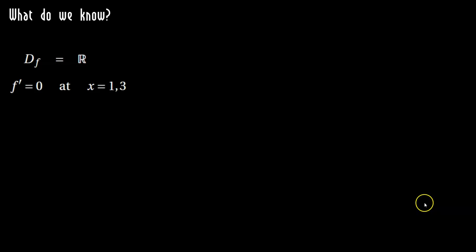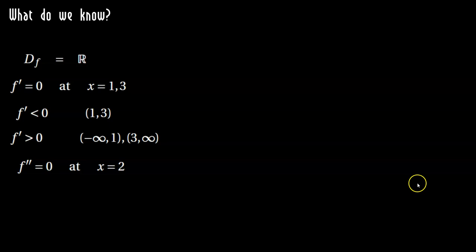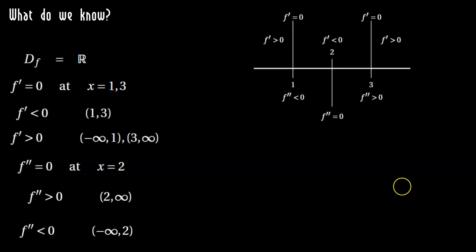I know that the derivative is 0 at x equals 1 and 3. I know the derivative is negative over the interval 1 to 3, and it's positive over the other two intervals. F double prime is 0 at x equals 2. F double prime is positive from 2 to infinity and negative on negative infinity to 2.